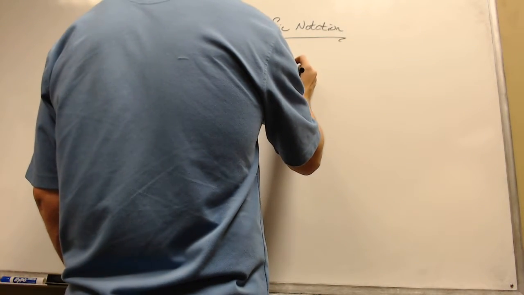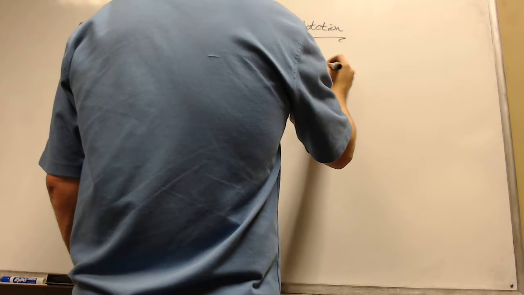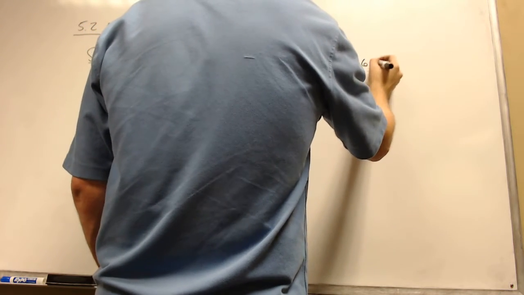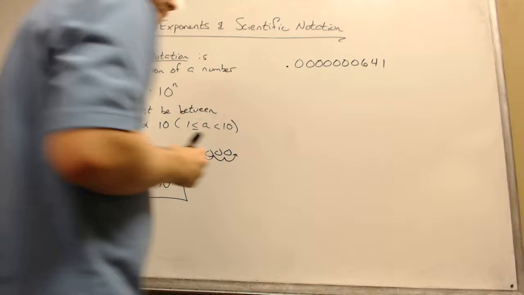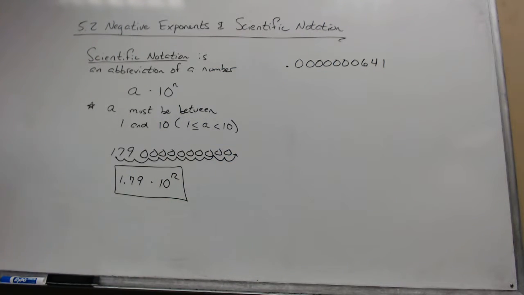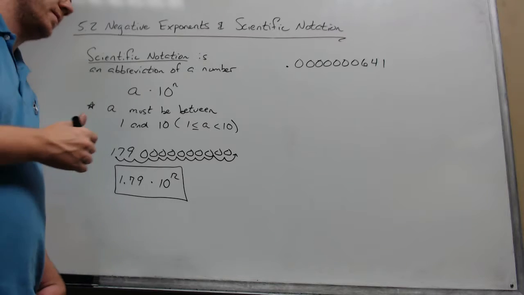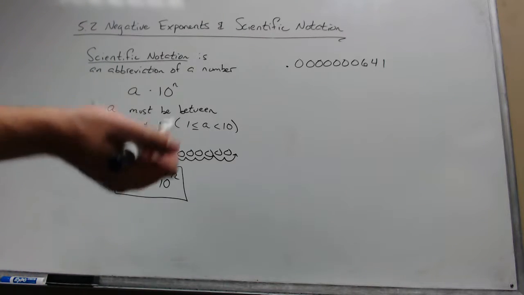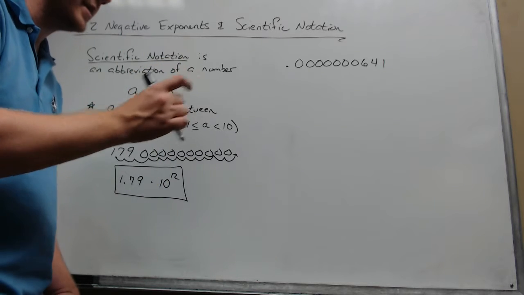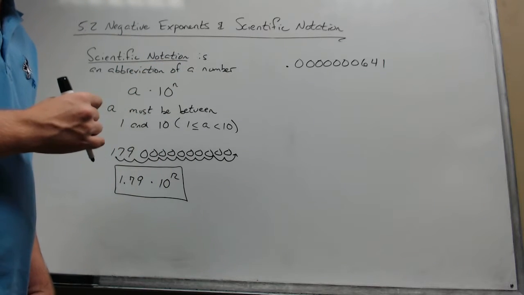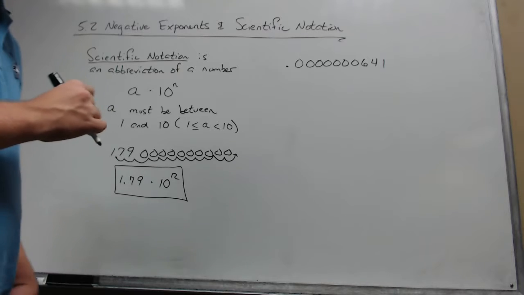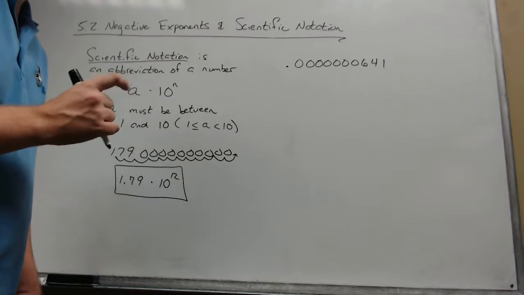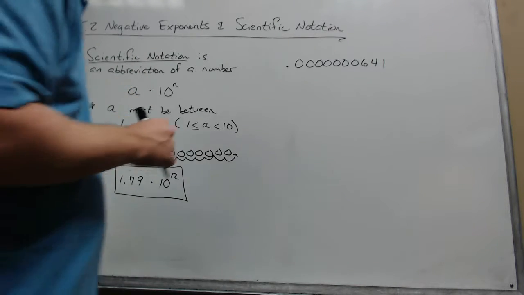And it also works for super tiny numbers. 0.000000641. Right, these type of numbers, like I said before, you might run into these if you're looking at the periodic table and checking the atomic mass of an element. They're all going to be very tiny and written in scientific notation.